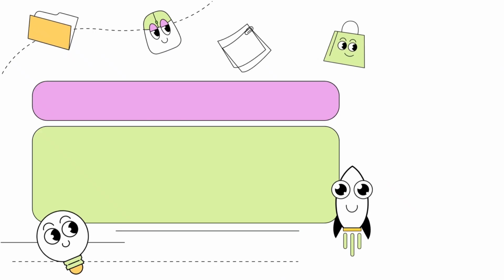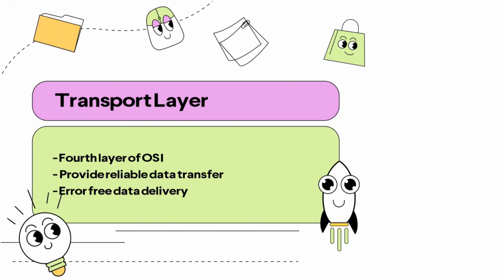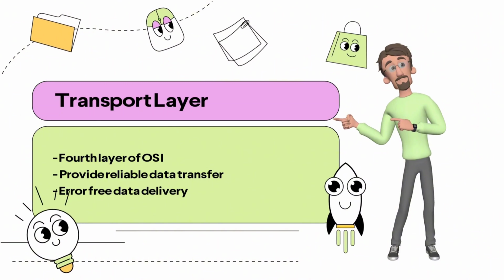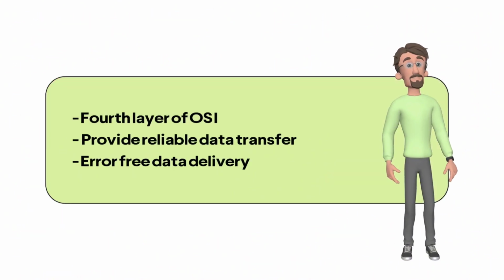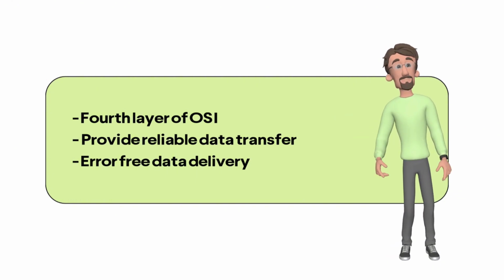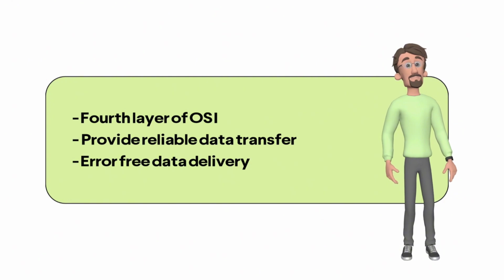The transport layer is the fourth layer in the OSI model. It is responsible for providing reliable data transfer services to the upper layers. This layer ensures that data is delivered error-free, in sequence, and with no losses or duplications.